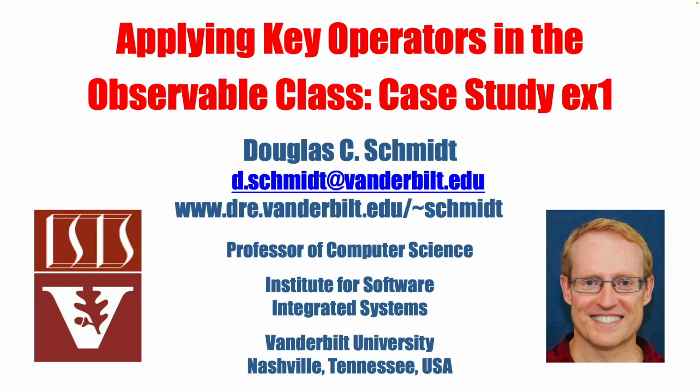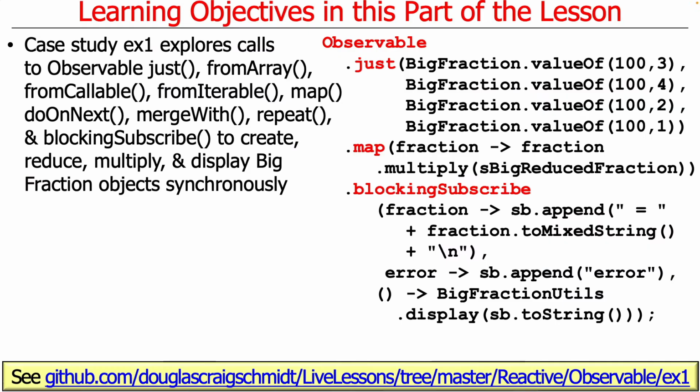We're now going to put together all the operators we've talked about thus far in the observable class and discuss them in the context of case study ex1. And this case study is going to explore the use of a bunch of observable methods like just, from array, from callable, and so on, to create, reduce, multiply, and display big fraction objects synchronously.